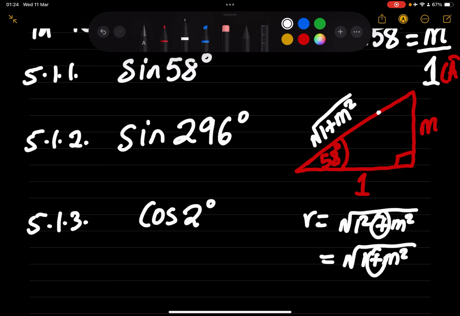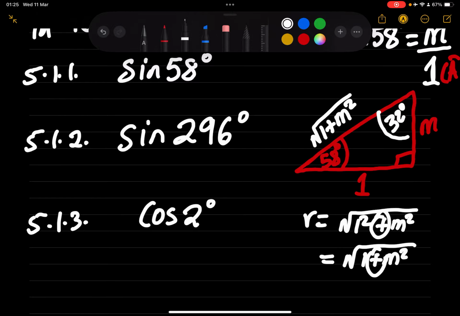Perfect. Now, what will be the value of this angle here? We know that the total of the angles in a triangle is 180. So I'm going to say 180 minus 90 minus 58. And that gives me 32 degrees.